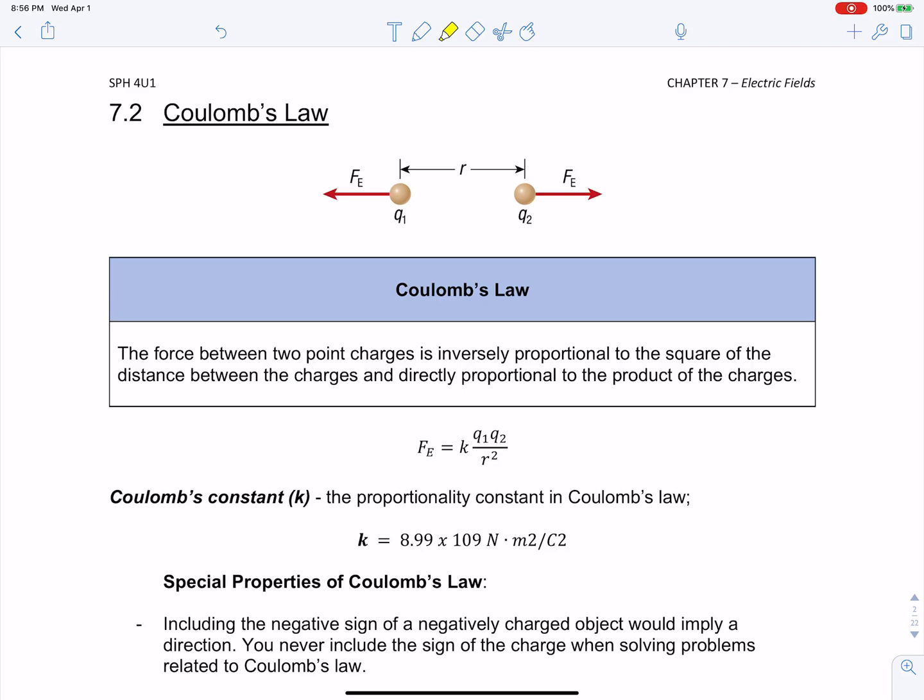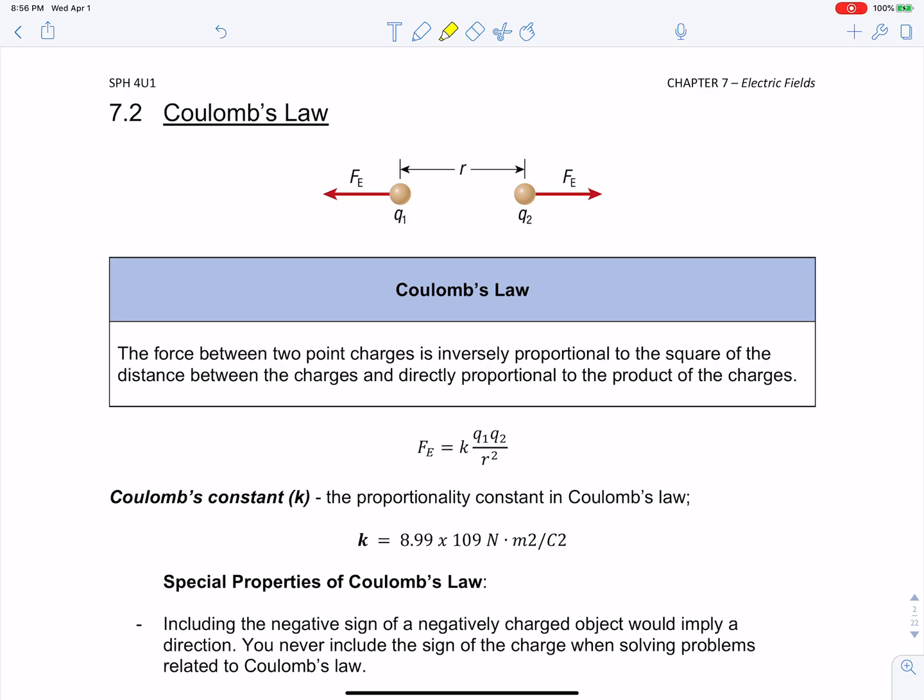7.2 Coulomb's law. We're going to examine the forces that exist between two charged particles, like the ones shown in the diagram below, Q1 and Q2, that are separated by a distance of r. We know that with charged particles, we should experience an electric force between them, depending on the size of the charge and the sign of the charge, whether they are positive or negative.